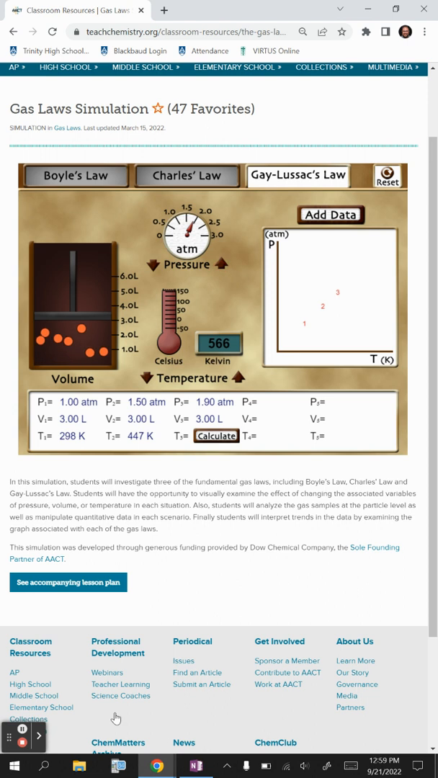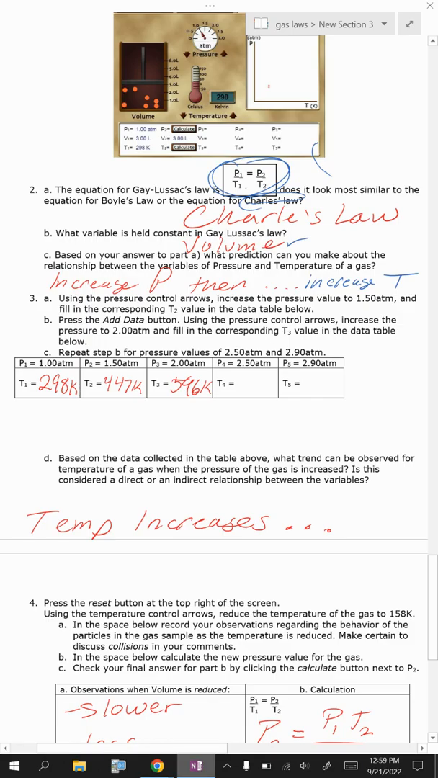I'm going to increase the pressure to 2 atmospheres, hit calculate, and add another set of data. I'm going to increase the pressure to 2.5 and calculate, add one more data point, and I'm getting a trend. I'm collecting the data here, going to 2.9 atm, and I get 864. As the pressure goes up, what do we see happening to the temperature? Good, you're correct. It goes up. So the temperature increases. So that is a direct relationship.